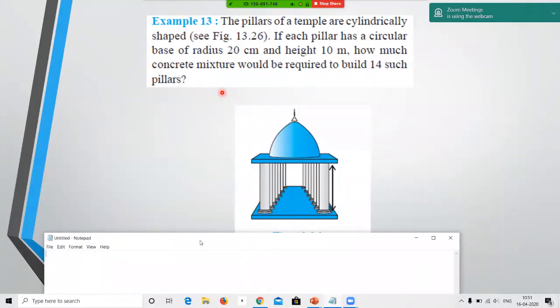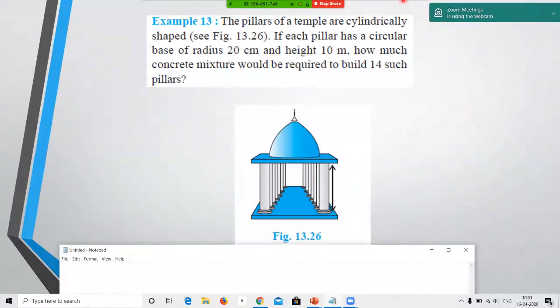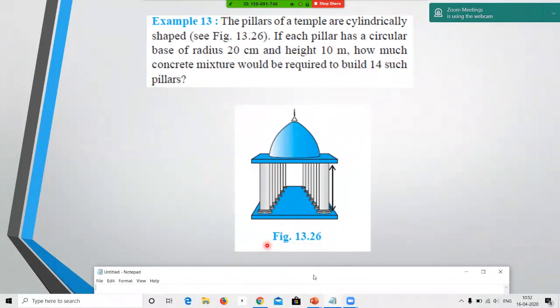Here is the picture. If each pillar has a circular base of radius 20 centimeter and height 10 meters. As soon as you're reading the sum, write it down. R is equal to 20 centimeter, H is equal to 10 meters. You can see there's a difference in the units. Convert either of it. How much concrete mixture would be required to build 14 such pillars? That means the only thing that you need to find is the volume of 1 multiplied by 14. Pi r square h. Do it. Give me the answer.